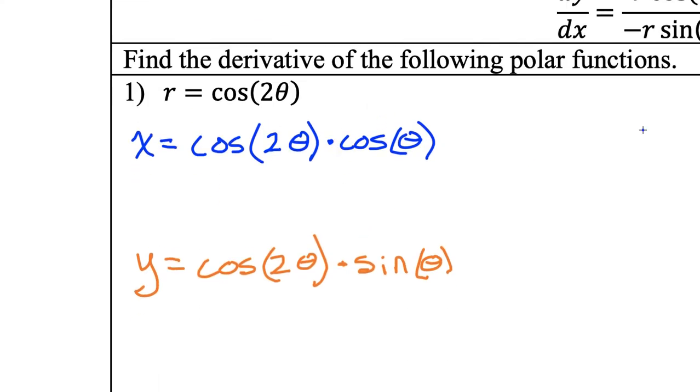Now we're going to take the derivative with respect to theta, I guess, instead of t. Although these are kind of changed to t's. I wonder what the formal definition of what's happening here is.